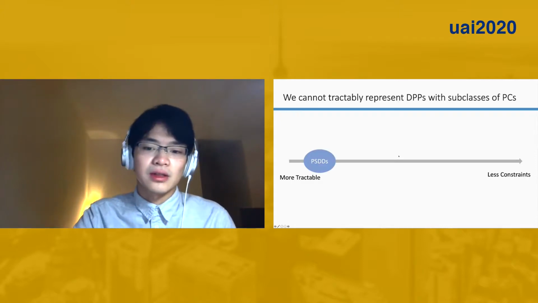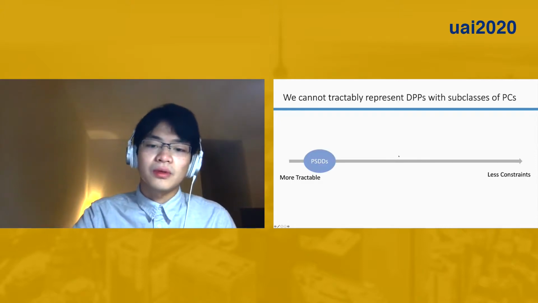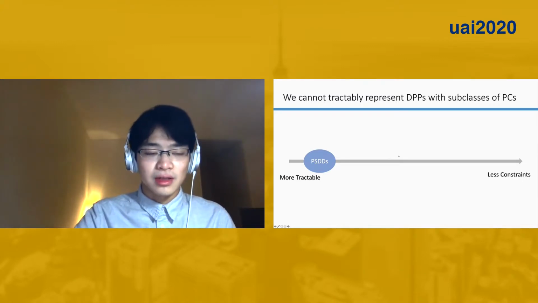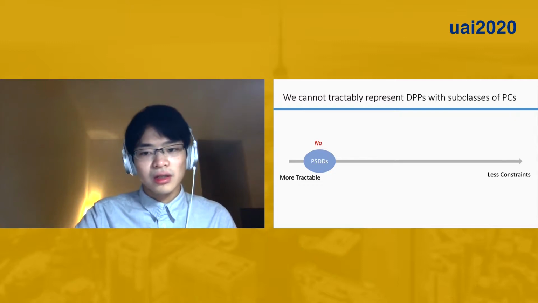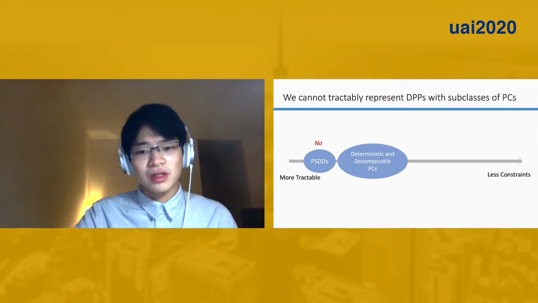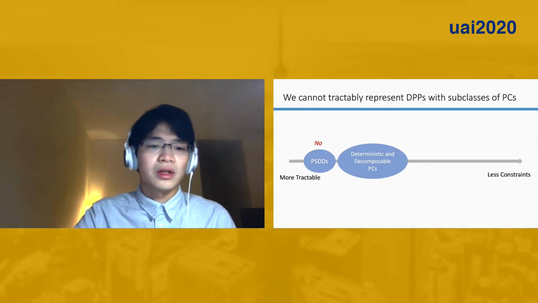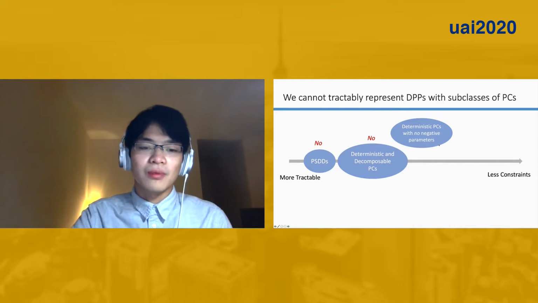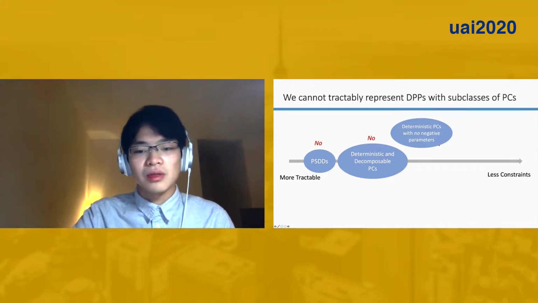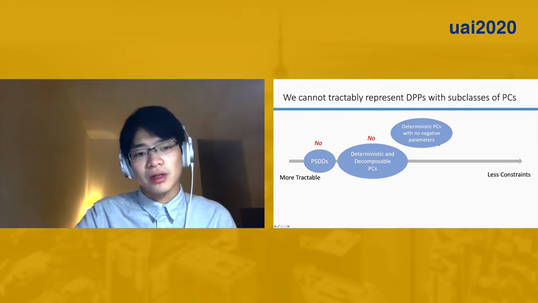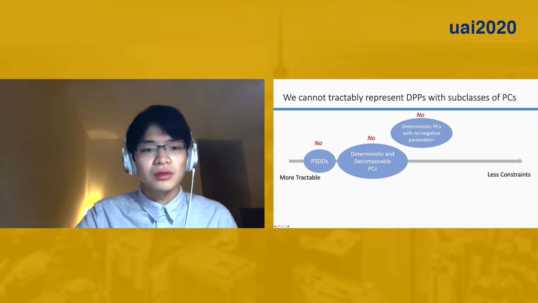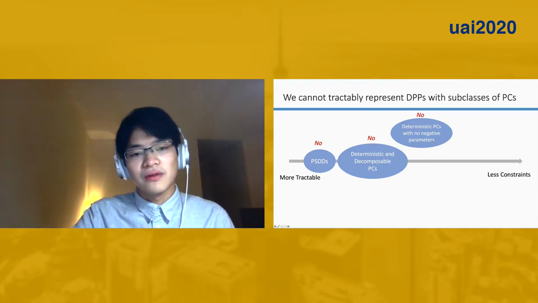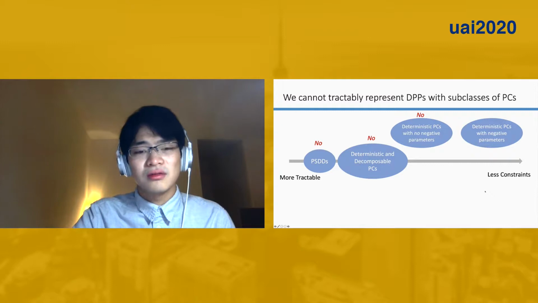Now let's start with PSDDs. So they are deterministic and decomposable with additional structural properties. Can we represent DPPs with PSDDs? No. Similarly, the answer is still no for deterministic PCs and deterministic and decomposable PCs. Now, what if we drop decomposability? Can we represent DPPs with deterministic PCs with non-negative parameters? Unfortunately, the answer is still no. What if we drop the constraint that the parameters are non-negative? The answer is still no.